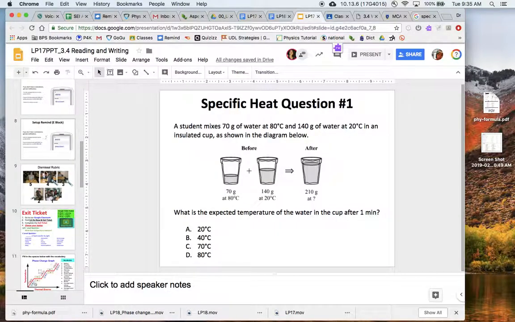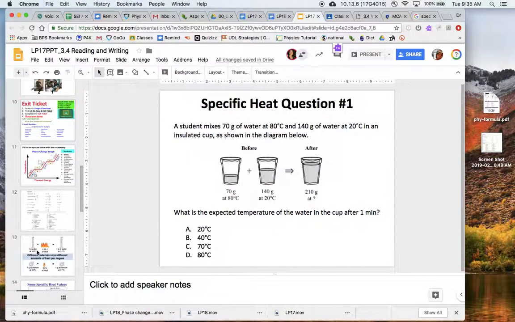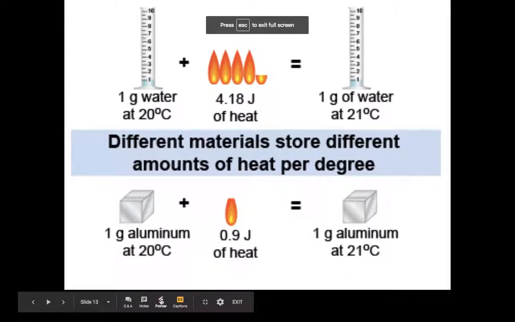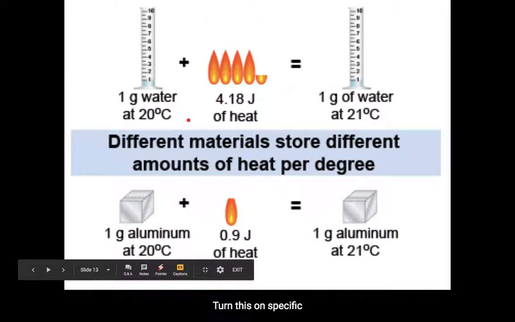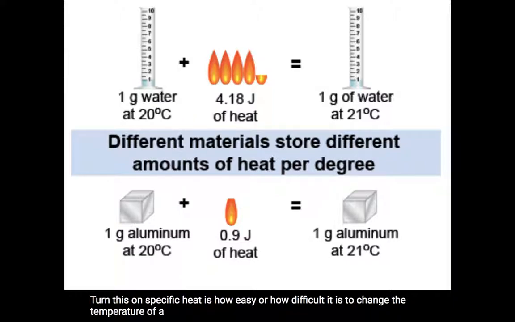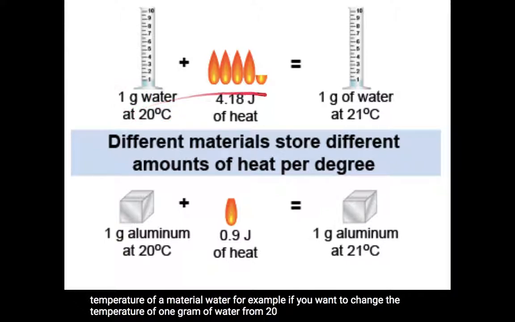Okay, so we are going to practice understanding what specific heat is. Specific heat is how easy or how difficult it is to change the temperature of a material. Water, for example, if you want to change the temperature of 1 gram of water from 20 to 21 degrees Celsius, it requires 4.18 joules of heat.